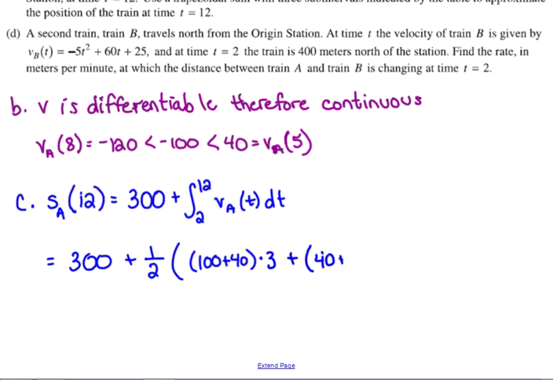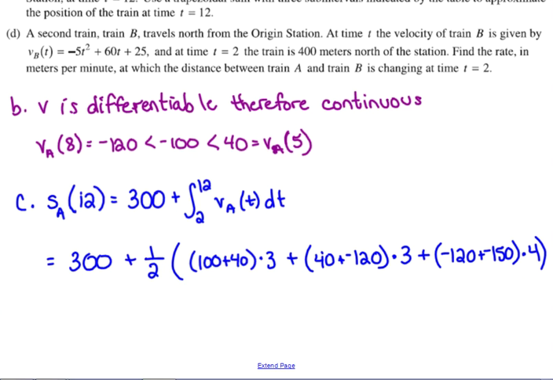Plus 40 plus negative 120. The height is the length of that interval. That's also 3. Plus the last one is negative 120 plus negative 150. The height is the length of that interval, which is 4.